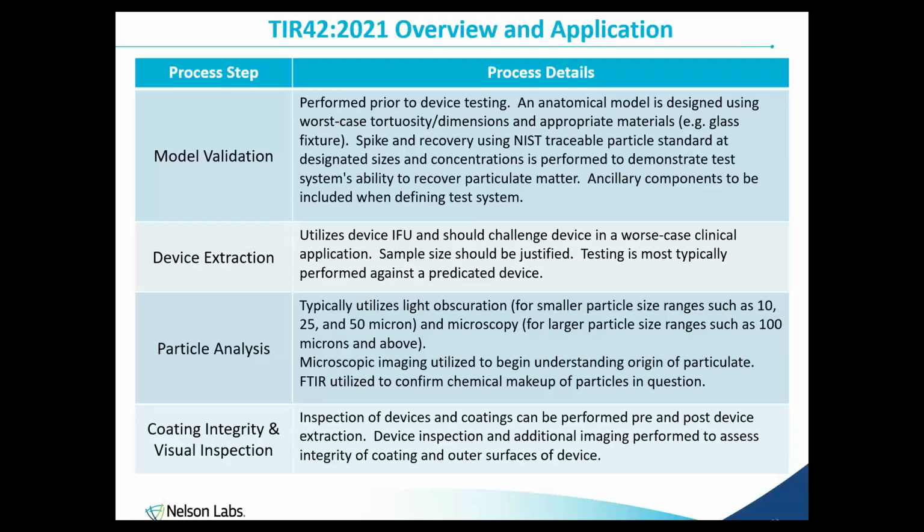Once you have that designed and you have introduced your ancillary test components, so guide wires, dilators, things like that, you would do a spike in recovery efficiency test. We introduce a known concentration of particles at a known size. We will run through what would align with the IFU in the test, and you evaluate how many particles you were able to recover. TIR 42 provides guidelines on percentages and acceptable parameters for the model validation.